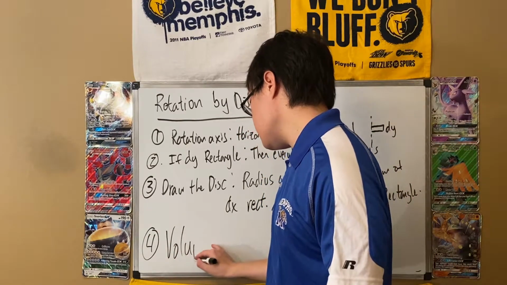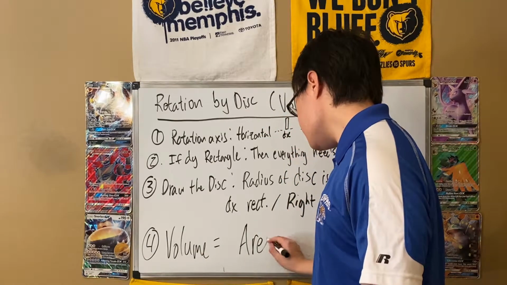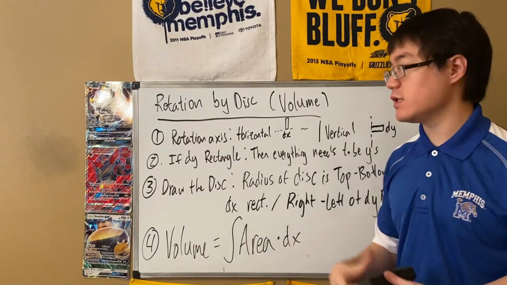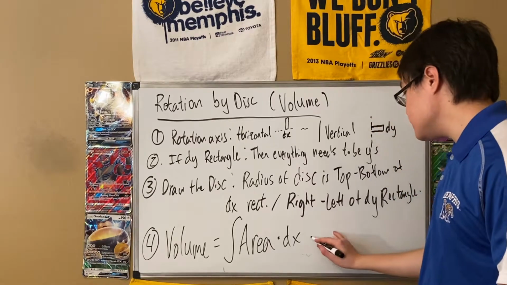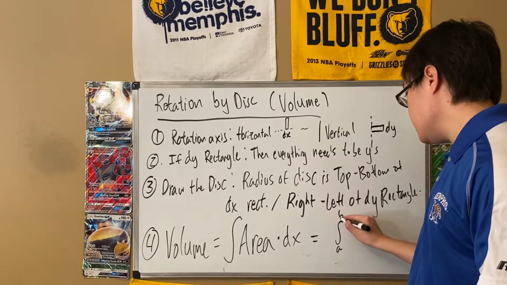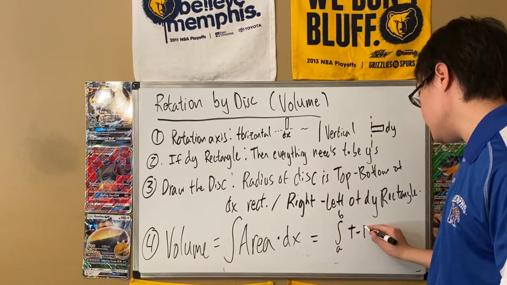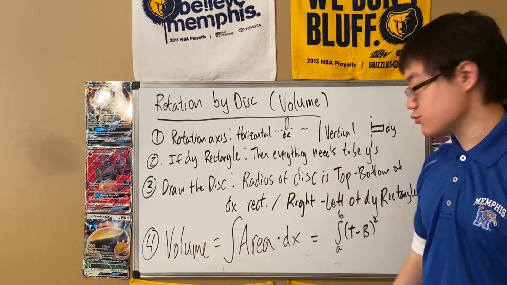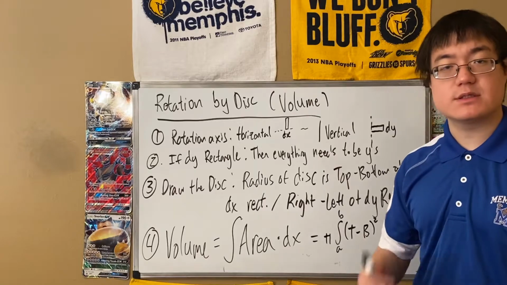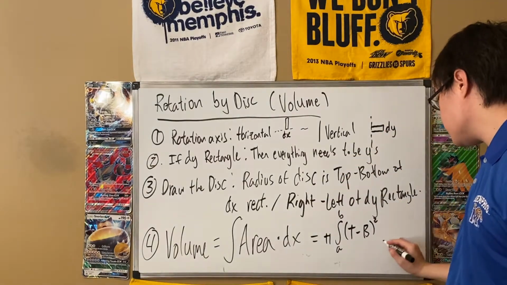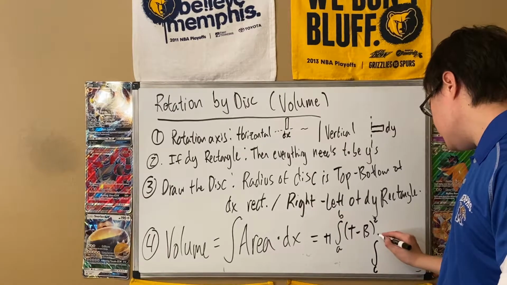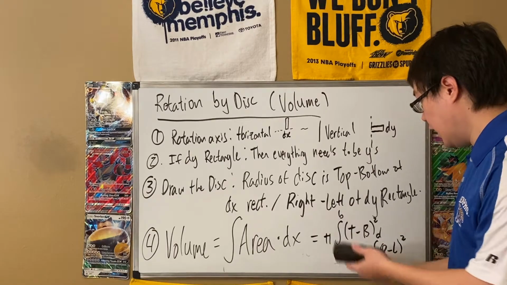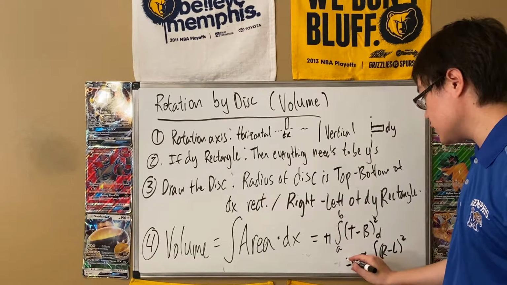So the volume is going to be the integral of the area of this disk. It's going to involve pi because the area of the disk is pi r squared. So for example, it's going to be the integral from a to b of top minus bottom squared, because that's the radius when we are doing dx rectangles, with a pi in the front. Or if it's a dy rectangle, it's going to be c to d of right minus left instead. So it will be either this one or this one, depending on if you have a dx or dy rectangle.